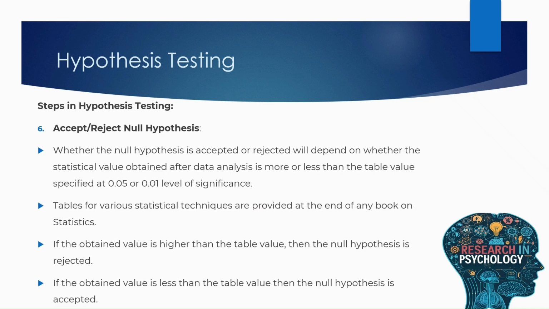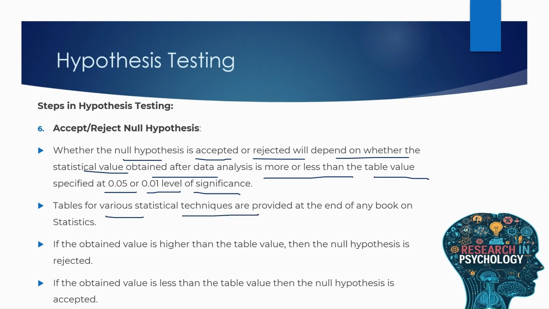And the last step is accepting or rejecting the null hypothesis. Now we have all the necessary data that we need to accept or reject the null hypothesis. Whether the null hypothesis is accepted or rejected will depend on whether the statistical value obtained after the data analysis is more or less than the table value specified at 0.05 or 0.01 level of significance, the alpha value. All right. Now, tables for various statistical techniques are provided at the end of any book on statistics.